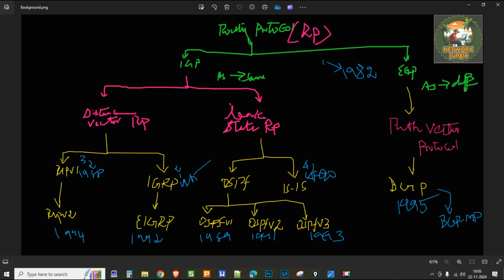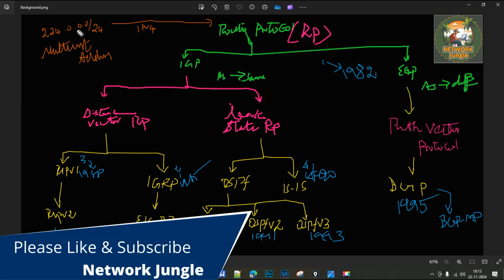Next, I can give the information about the multicast address. 224.0.0.0/24 is used as the multicast address for the dynamic routing protocols to share the information. It is IPv4. Here, the multicast address used for the dynamic routing protocols is 224.0.0.0/24. It is 256 addresses.